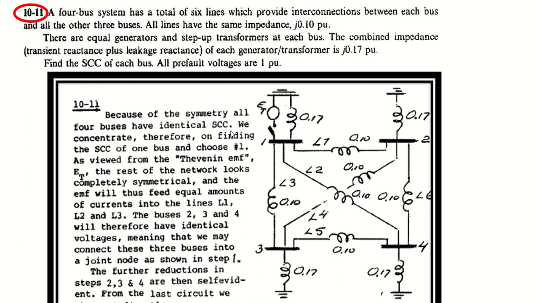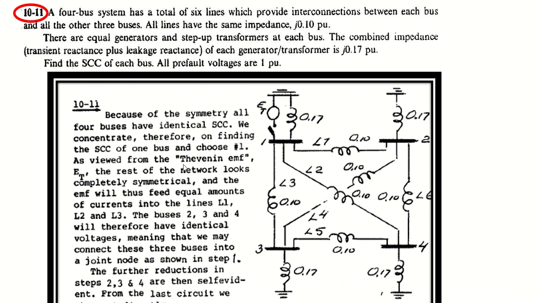Okay. So, what is going to be the solution for 10.11? Because of the symmetry, all 4 buses have identical SCCs. Because it is symmetrical, all the buses will have identical SCCs. We concentrate therefore on finding the SCC of one bus and choose number 1. If we find the short circuit capacity for bus 1, that will be the same for bus 2, 3 and 4.